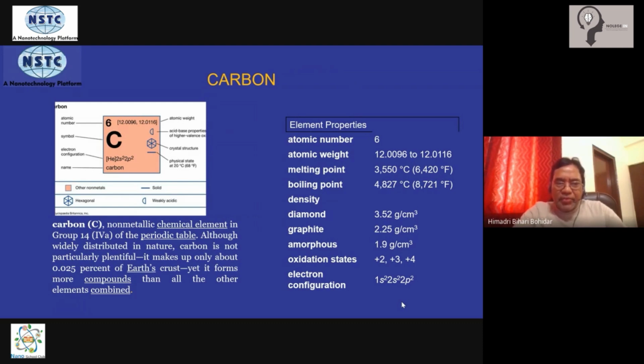The other element that compares with carbon is silicon. They are more or less comparable, but we will not go into silicon in detail, to keep the discussion from getting distracted. So we'll stay with carbon.